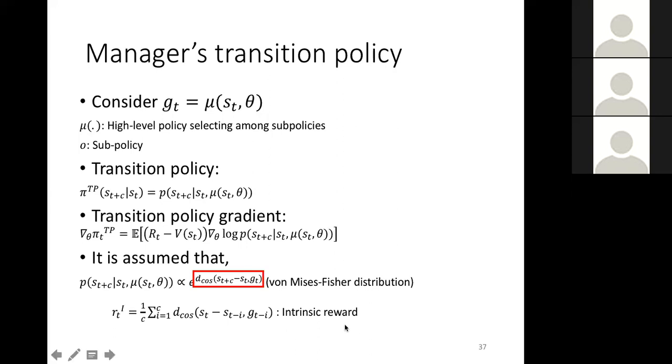But there is a question: the transition distribution is unknown because it depends on the worker. The transition probability also depends on the low level policy. There is a trick. They make an assumption on that distribution and intrinsically motivate the worker, or reward the worker, to follow the manager and make the distribution assumption hold. They utilize the transition probability as an intrinsic reward of the worker.